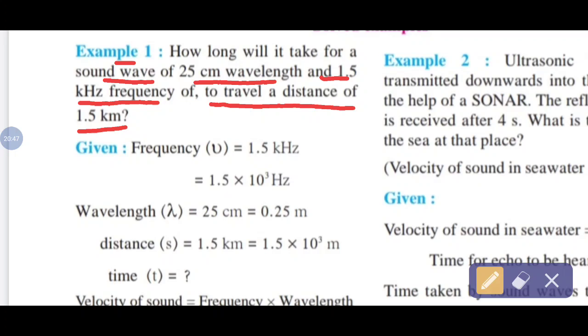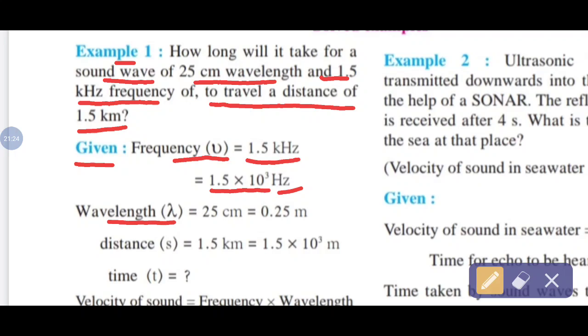Getting all of you. So see, after reading the numerical problem, write down the given. All of you know how to solve numerical problems. So frequency nu is given as 1.5 kilohertz. Kilohertz is not the SI unit of frequency, so convert into hertz. Kilo means 1000, 1000 means 10 raised to 3. So kilohertz converted into hertz: what is the answer? 1.5 into 10 raised to 3 hertz.